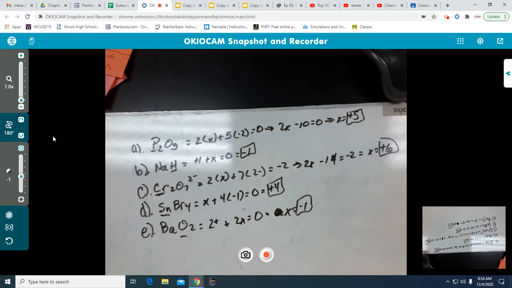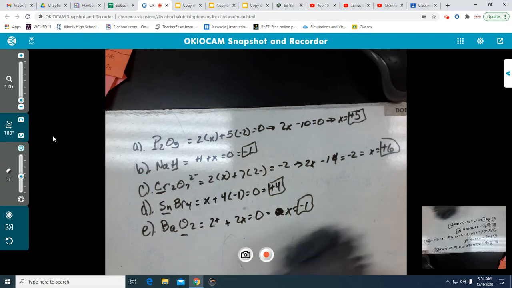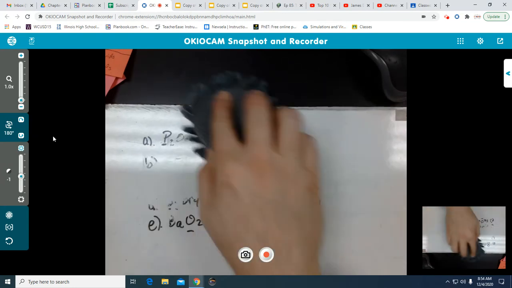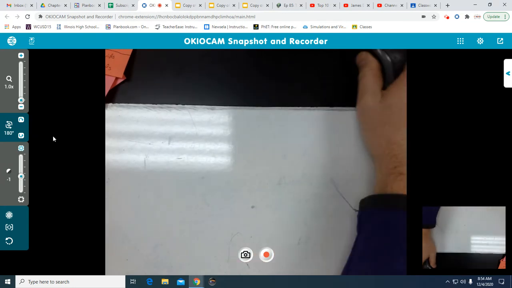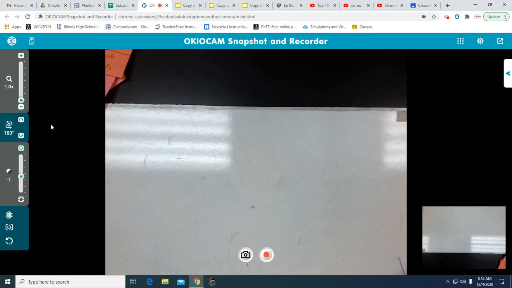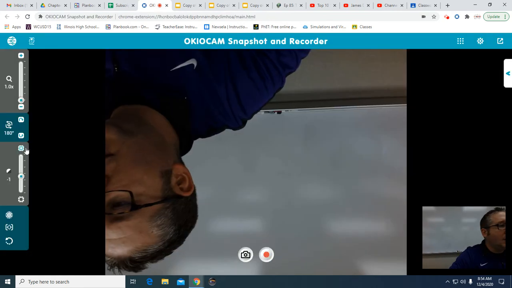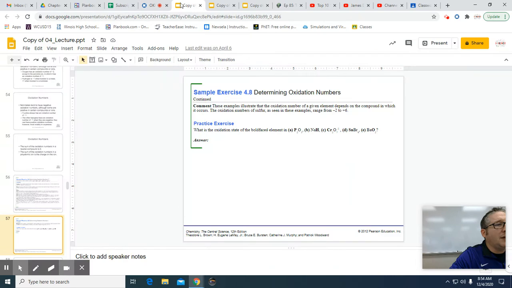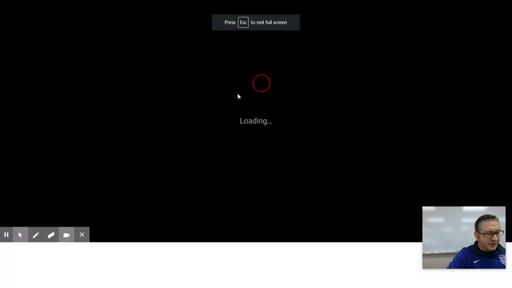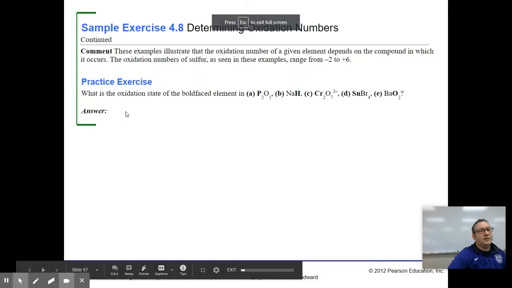So that's how you solve oxidation numbers. Again, it's just very simple and basic algebra. If you want to look at those examples again, rewind the video. I'm going to continue on so we can get through all of these. Now, next, we are going to look at something that we just did in the previous section.